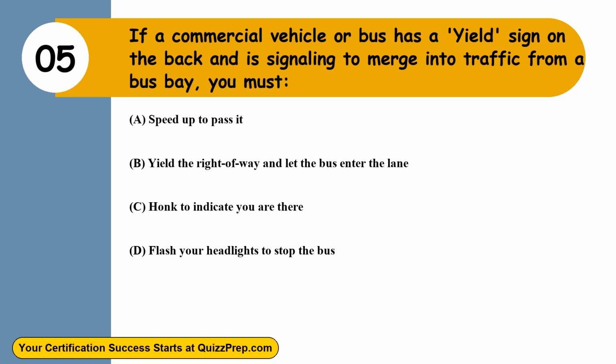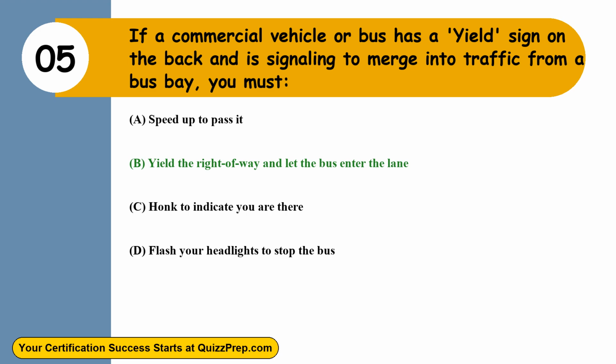Question 5. If a commercial vehicle or bus has a yield sign on the back and is signaling to merge into traffic from a bus bay, you must. Option A. Speed up to pass it. Option B. Yield the right-of-way and let the bus enter the lane. Option C. Honk to indicate you are there. Option D. Flash your headlights to stop the bus.